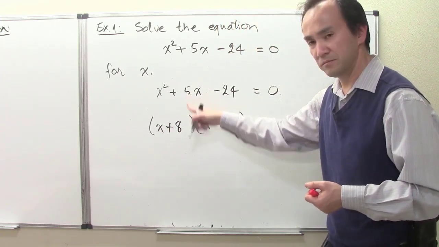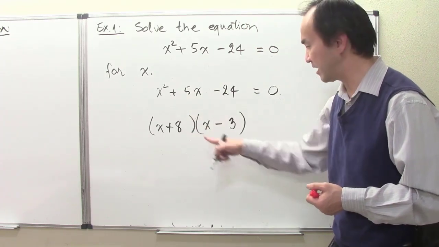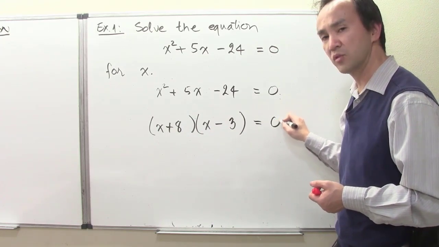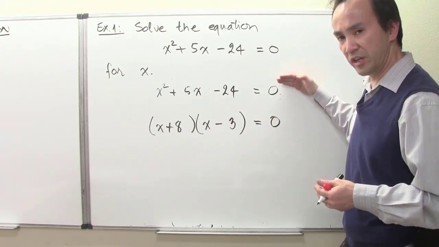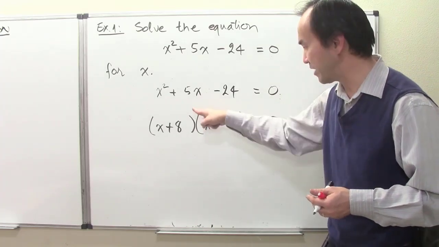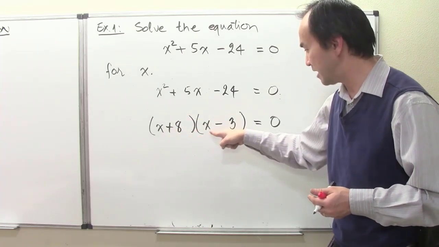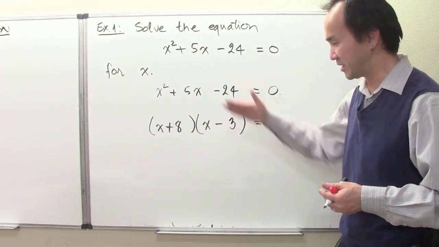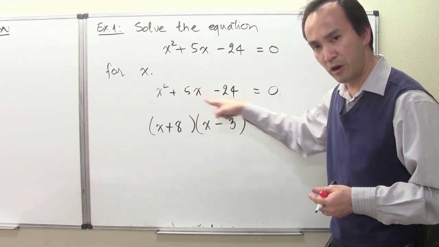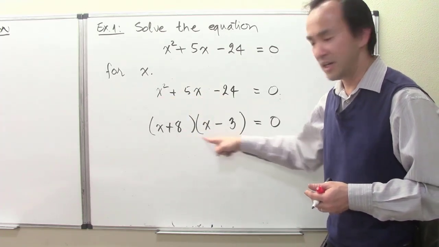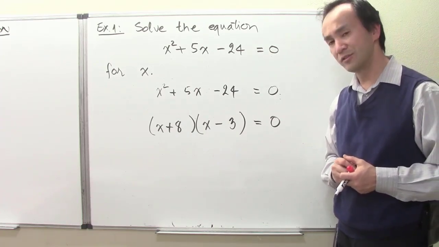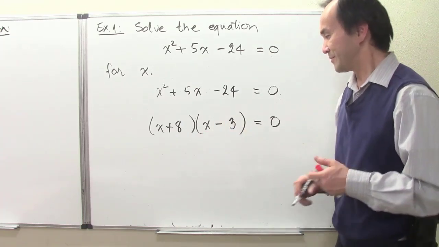Now the complete factor form on the left-hand side is the product of x plus 8 and x minus 3, and all of that equals 0. The equation is rewritten as a product of x plus 8 times x minus 3 equals 0. It's the same equation, we have just rewritten the polynomial on the left-hand side in complete factor form.